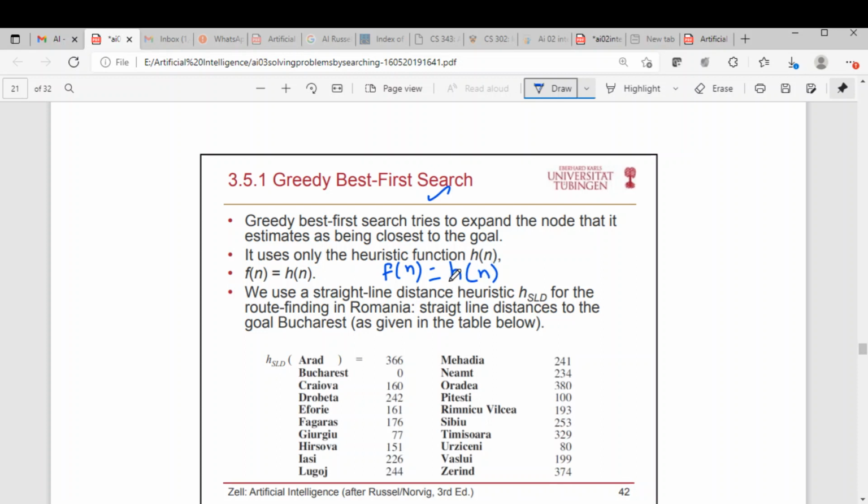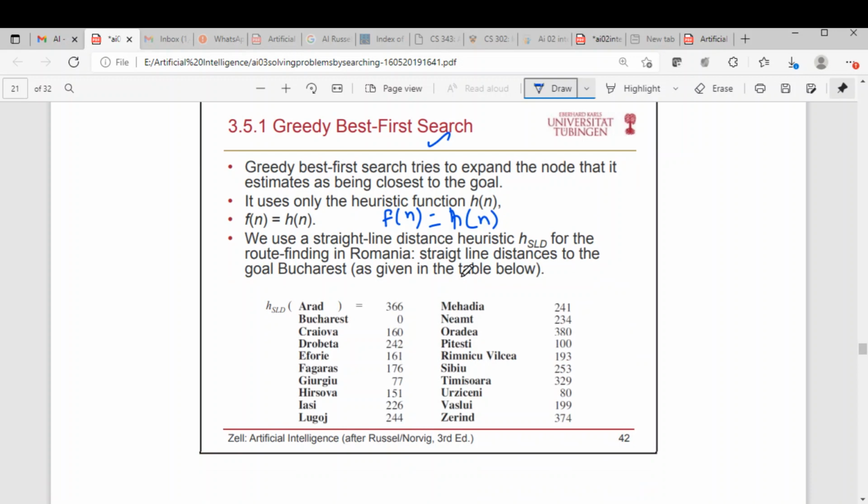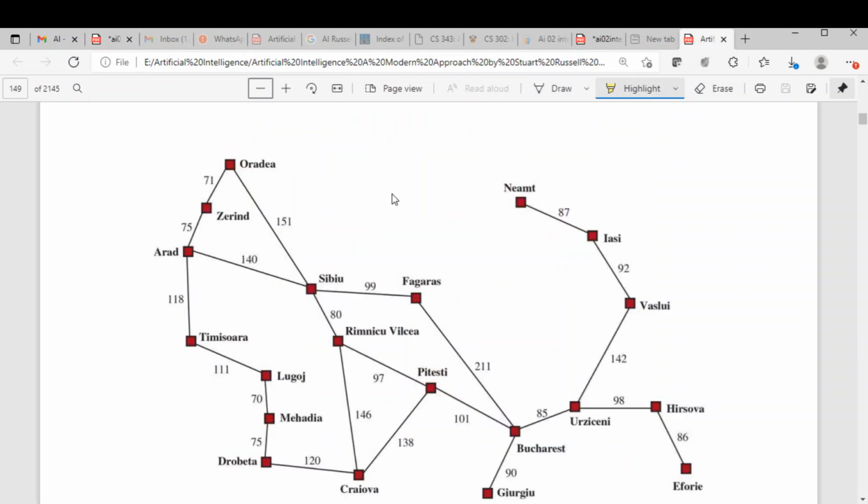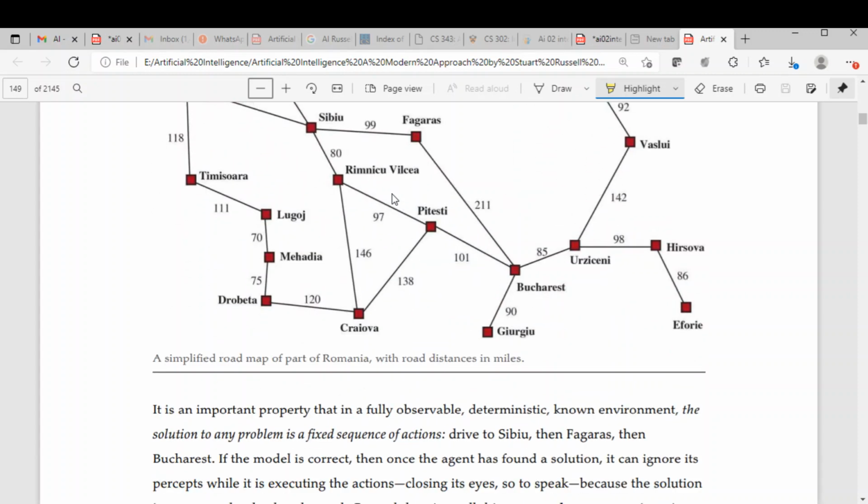So h of n is defined in the same way. H of n is the estimated cost, the cheapest estimated cost from the current state to the goal state. So it always makes decisions only based on that estimate. Nothing else is included because there is no g of n. All its decisions are only based on that estimate. So now let us recall the route finding problem that we previously discussed.